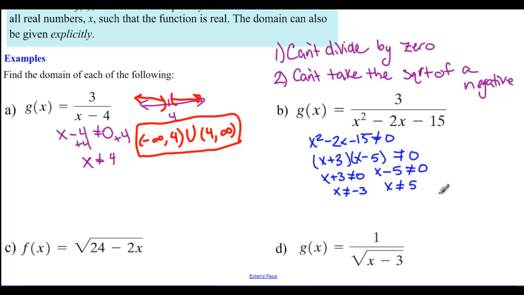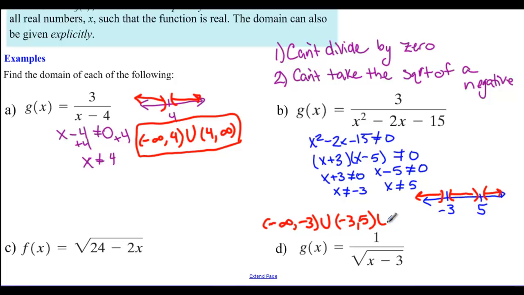So if we're looking at a number line, and we've got a negative 3 and a positive 5, and we know that it can be everything except for those values, and it's going to be everything below negative 3, everything between negative 3 and 5, and everything greater than positive 5. So that's going to make the domain from negative infinity up to negative 3, and so we're going to use union, negative 3 to 5, and, so again with the union, from 5 to infinity.